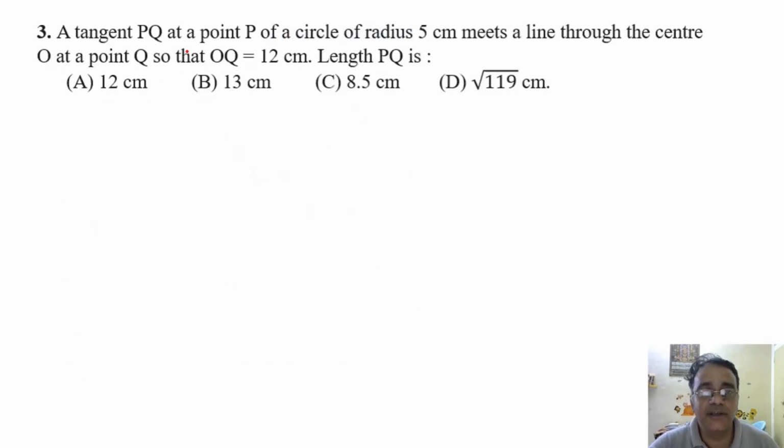A tangent PQ at a point P of a circle of radius 5 centimeter meets a line through the center O at a point Q so that OQ is equal to 12 centimeter. Length PQ is dash. First see what is given. We have to find the length PQ. The radius is given and the distance from the point to the center is given.